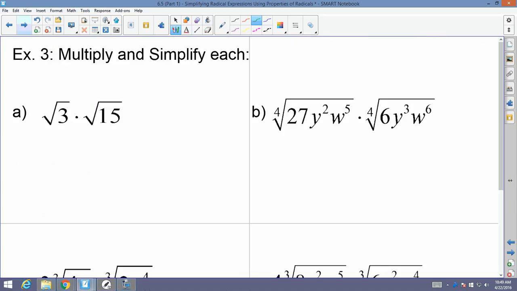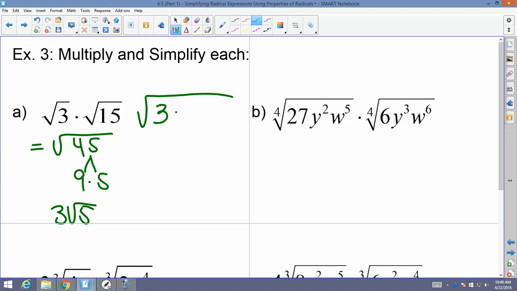Now let's multiply and simplify each. Okay, so this is the square root of 45, which is 9 times 5, right? Which is 3 square root of 5. Let me show you another little trick that I do. Sometimes, especially if numbers get really crazy, I will not multiply that together. I'll break that up into this. I got the 3 times 15, but 15 is 3 times 5. Two 3's come out as a 3, and I have a 5 left over. You see that? That's really helpful for very large numbers, okay?